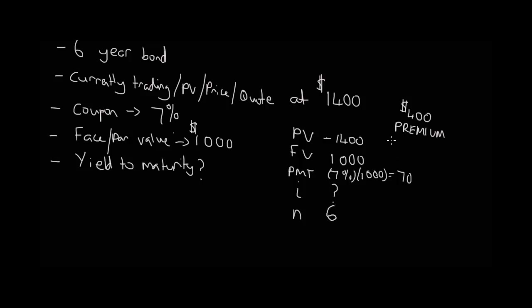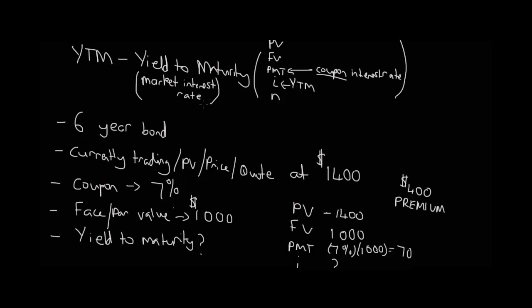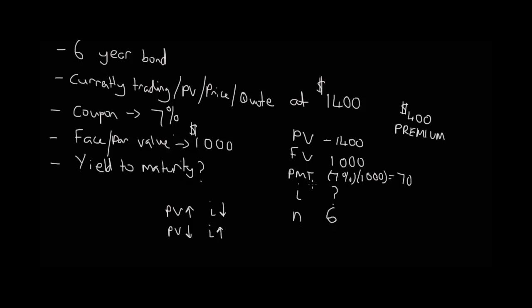Now ask yourself, why? Why is this happening? Let's try and think back to when we introduced the inverse relationship between interest rates and bond prices, and we said that as present value increases, interest rates fall, and as present value falls, interest rates rise. Now over here, the present value is above the face value. As present value has gone up, the interest rates must have gone down. So this actually tells us that the yield to maturity, which you can also think about as the market interest rate, is going to be below the coupon rate, and let's think about why.